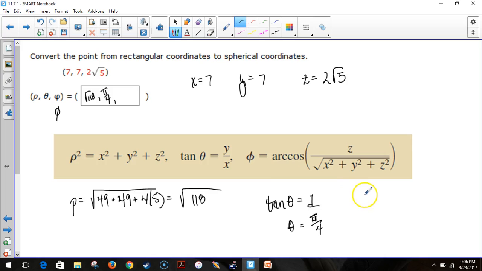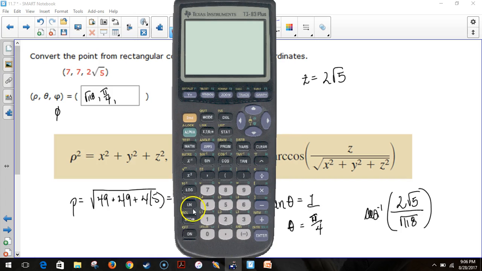And then z. Okay, so I have z. That is 2 radical 5 over the square root, which I have conveniently found, of x squared plus y squared plus z squared. So that is the square root of a 118. And I need the arc cos of that. What angle has that cosine? More often written like that. And I want it in radian, but it's going to be easier to kind of wrap your mind around if you have it in degree.